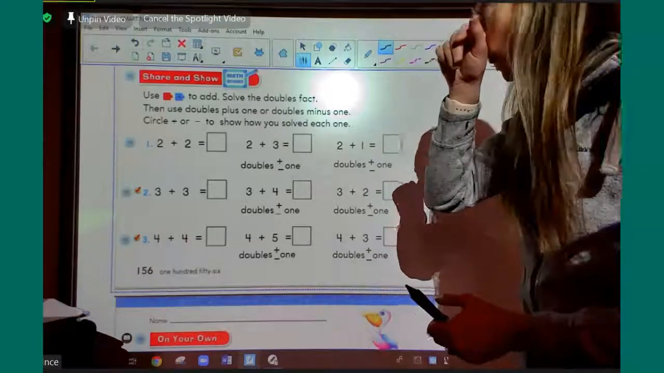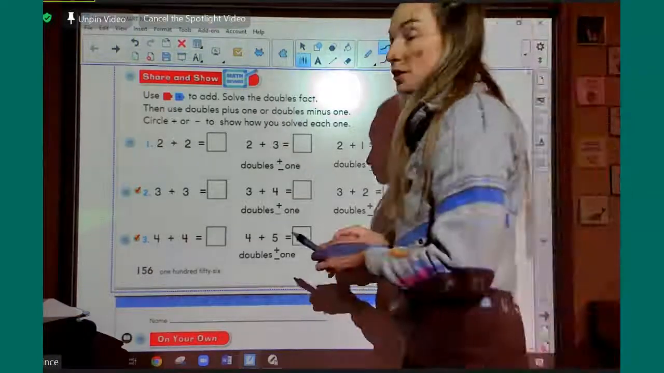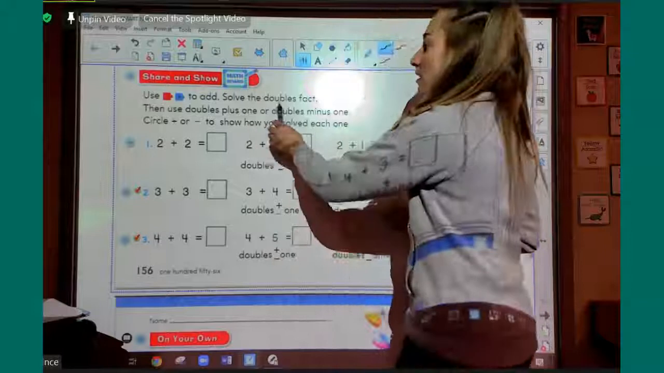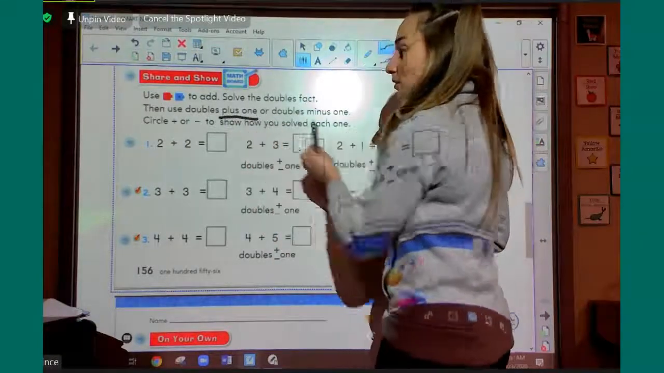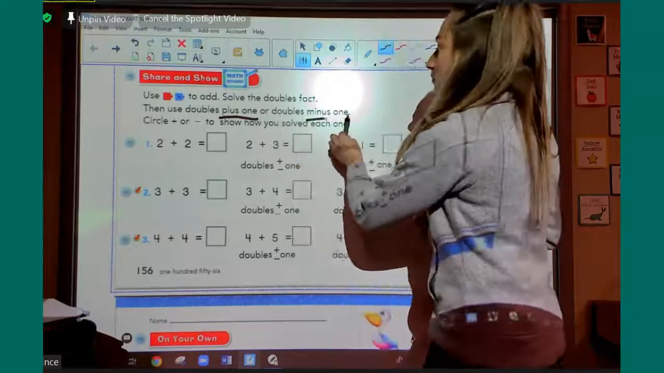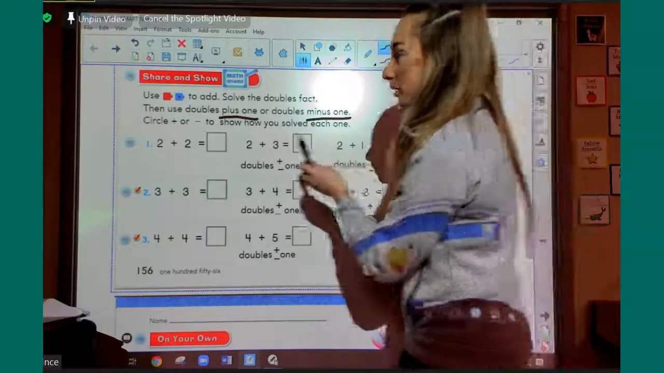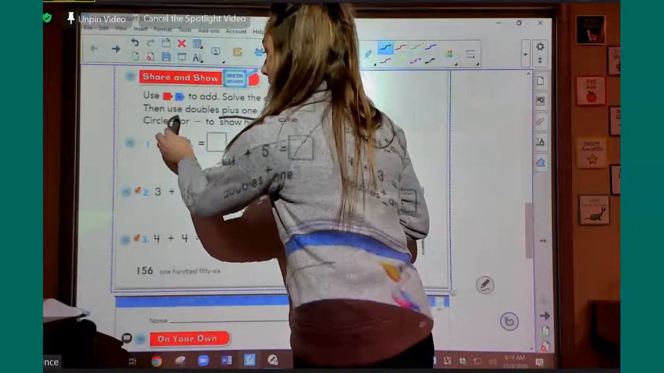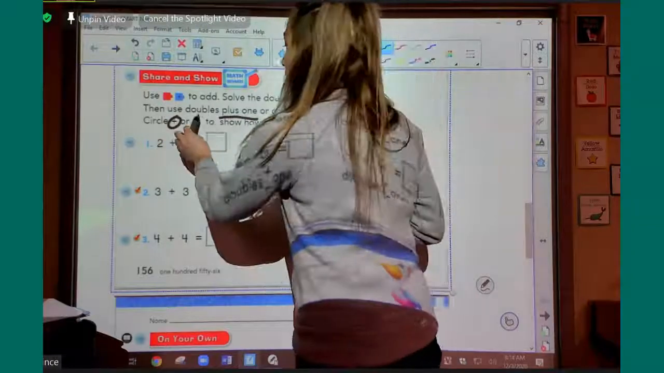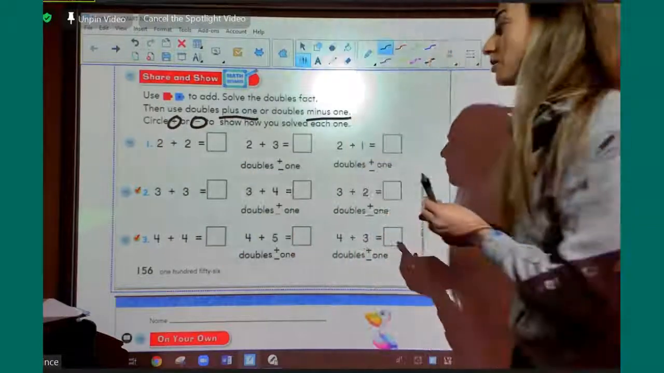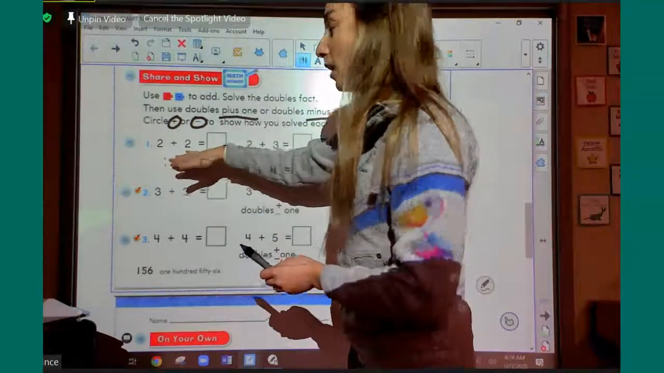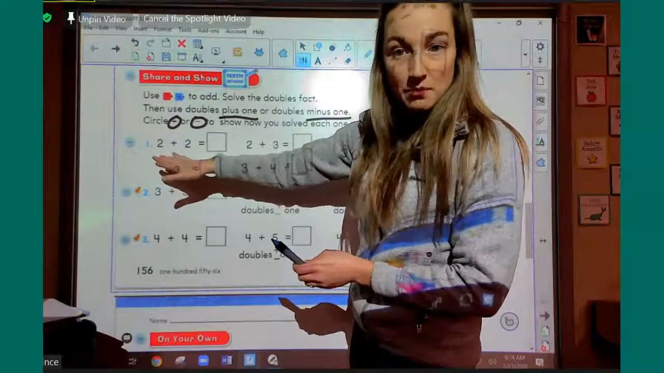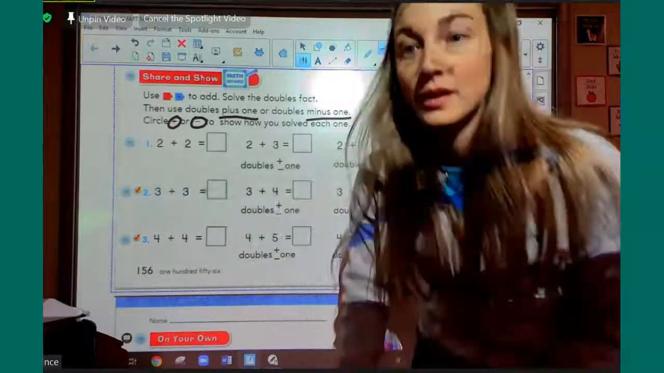Okay. All right, we're going to use our cubes to add this time. Solve the doubles fact, then use doubles plus 1 or doubles minus 1. So we're going to circle the plus or the minus to show how you solved each one, okay? So our first problem is a double. The numbers are matching, so we know it's a double.